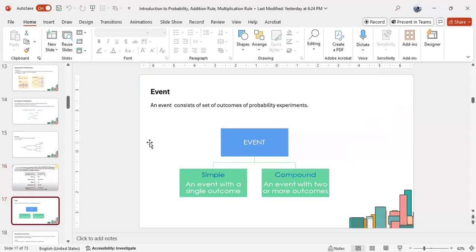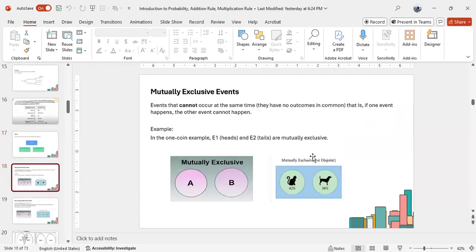Event. An event consists of a set of outcomes of a probability experiment. An event can be simple, which has only a single outcome, or compound when we have 2 or more outcomes. We'll now consider different types of events. First of all, mutually exclusive events. These are the events that cannot occur at the same time. They have no outcomes in common. That is, if one event happens, the other event cannot happen.